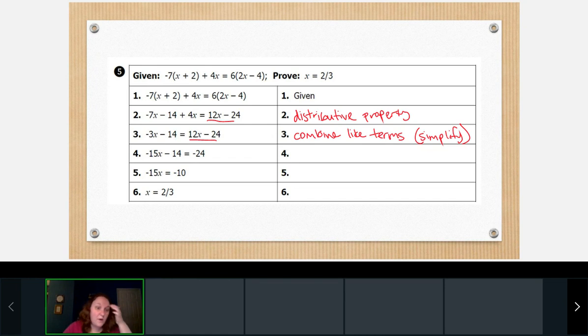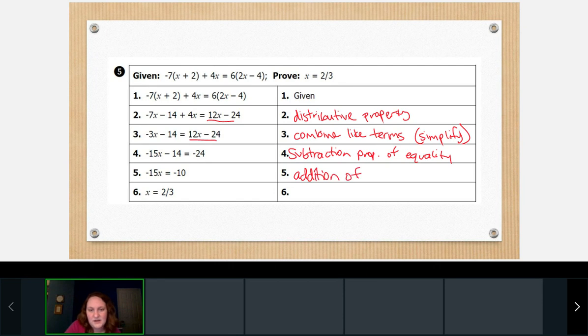All right, number 4. I started with a -3x. Now I have a -15x. I had 12x on the right, and now I don't have any x's at all. How did this 12x get over here to the left? Well, we subtracted. Yeah, this is the subtraction property of equality, because we subtracted 12x from both sides. Let's see, from 4 to 5, that -14 went away. Added 14, so this is the addition property of equality.